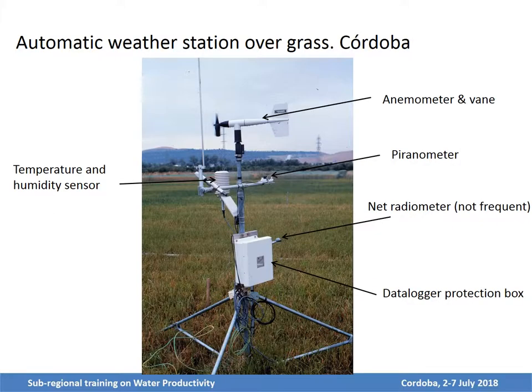We will use weather stations like the one shown in this picture, where we measure solar radiation using a pyranometer. We measure the wind speed using an anemometer. We also measure the wind direction using a vane, although it is not required for the calculation. Typically, we will not use net radiation like here, but only solar radiation measurement with the pyranometer, and the long wave radiation is going to be calculated. And here we have the housing for the temperature and humidity probe, which is this one.